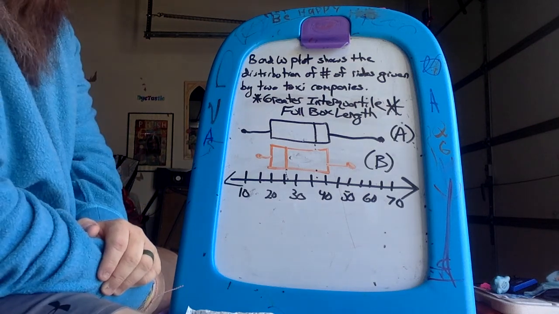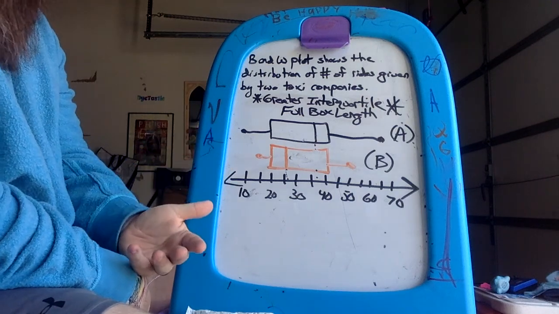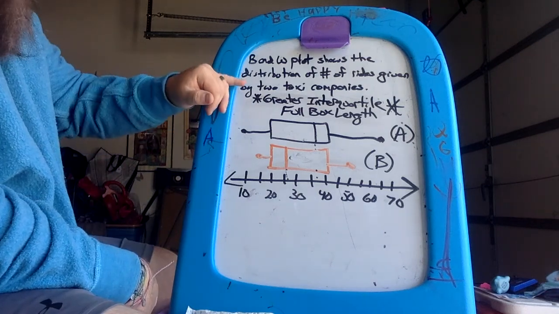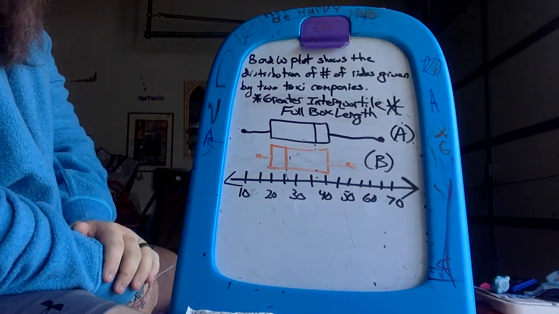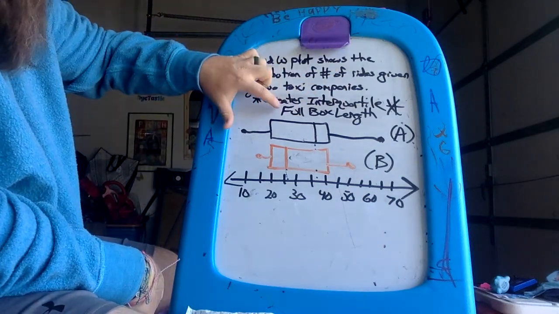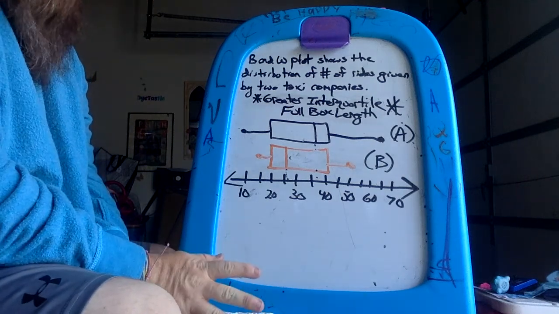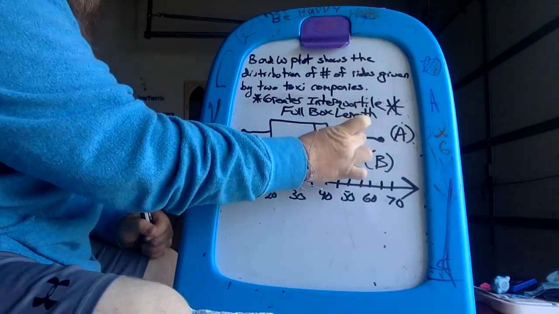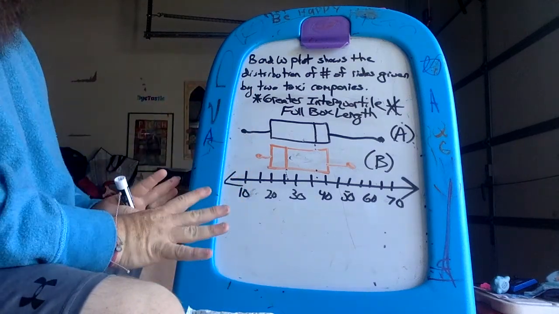So the next question you're going to be asked will obviously be different depending on the question and the data that's being shown, but the process is still going to be the same. The box and whisker plot shows the distribution of the number of rides given by two taxi companies, and now you're going to be asked to find the greater interquartile, which is the full box length. So the interquartile is just asking you to look, again, at the number line, looking at the full box length. You're not focusing on the whiskers yet. That's going to come in the next part, when you have to find the consistent spread from the whiskers pertaining to the box. But I'll get there, okay?